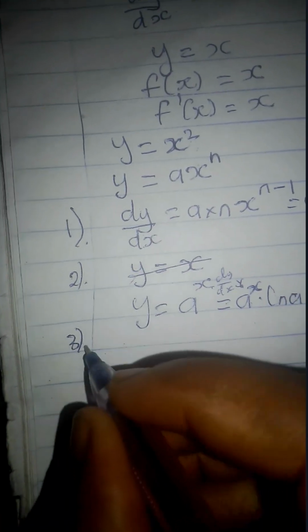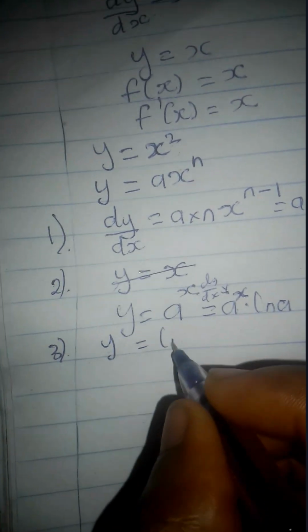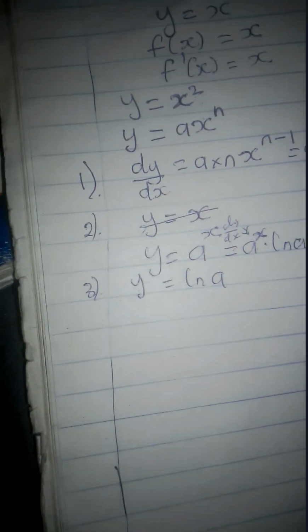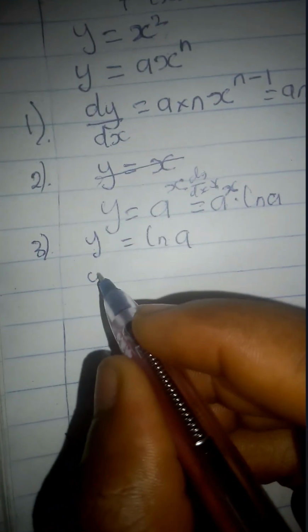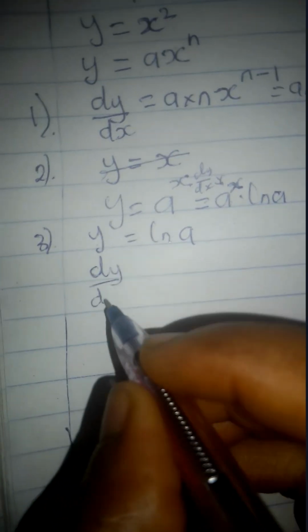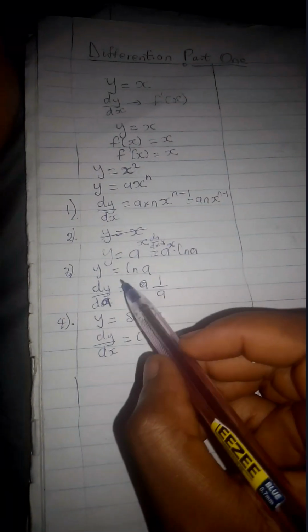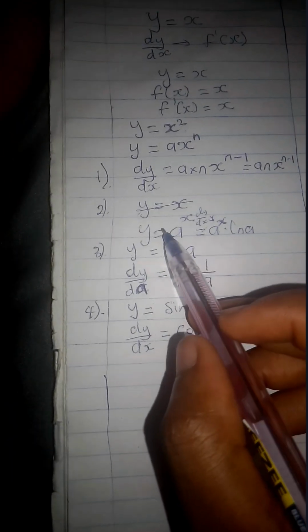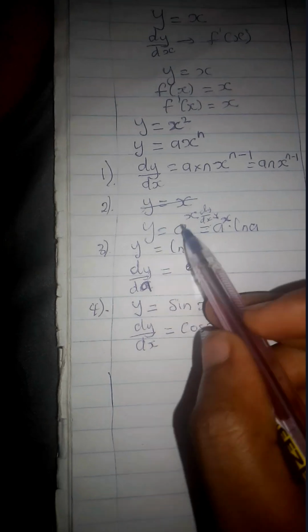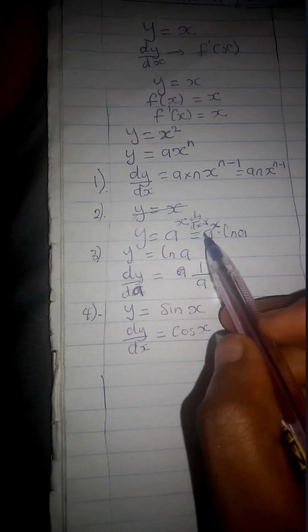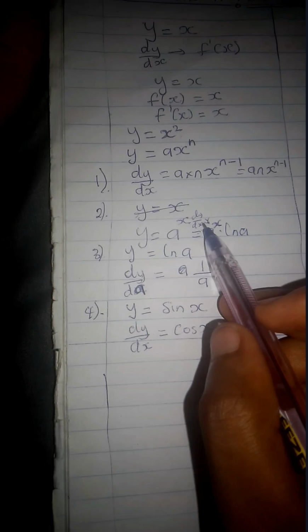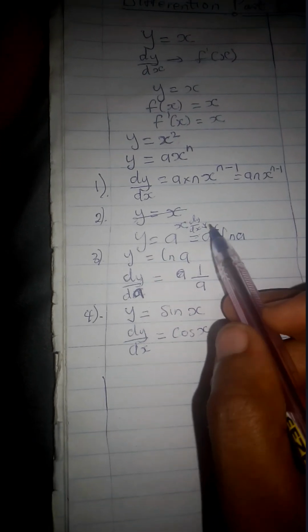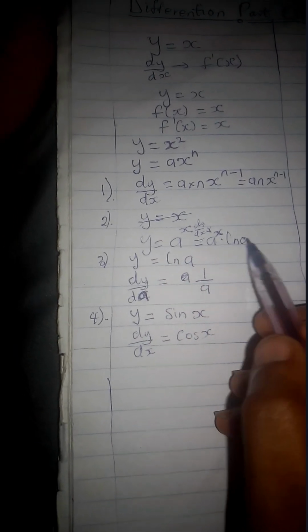Number 3, let's say we have y equals ln a. Oh, I didn't know I wasn't recording all the while I solved that. So from here, wherever I stopped, y is equal to a raised to the power x. Then dy/dx is going to give us a^x times ln a. This is a rule. You have to take note of all these rules. Y is equal to ln x.